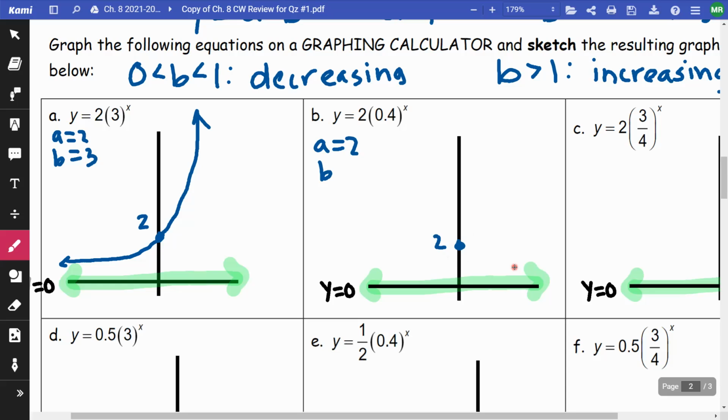My B is 0.4, which is going to end up being decreasing because it's between 0 and 1. So we start high, we come down, it gets closer and closer to our asymptote.